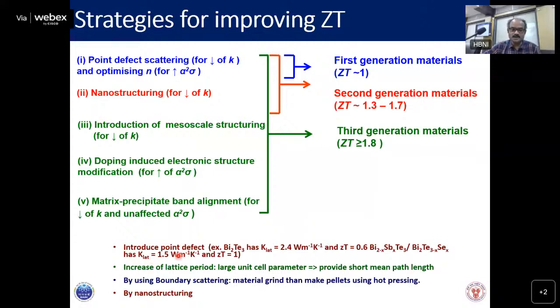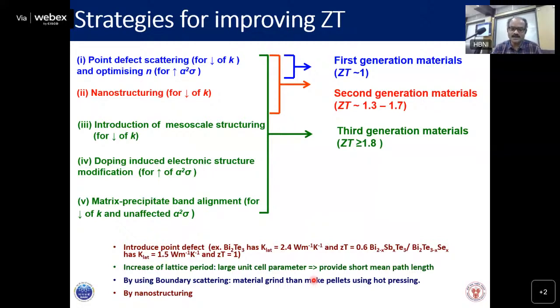Some of these, like introducing point defects. For example, bismuth telluride has a lattice thermal conductivity of 2.4 watt per meter K, and a ZT value of 0.6. Bismuth antimony telluride, when you add the doping, the lattice K becomes 1.5 watt per meter K, and ZT becomes 1. So you see, just by introducing the point defects, it has changed both the K and ZT values.